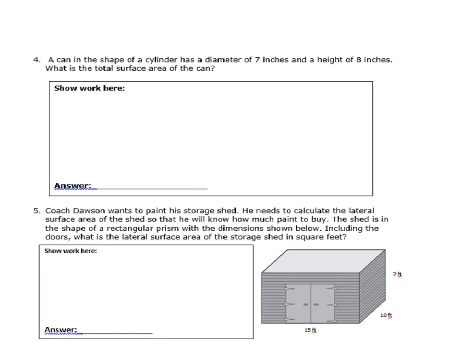Number 4. A can in the shape of a cylinder has a diameter of 7 inches and a height of 8 inches. What is the total surface area of the can? This time we don't have a picture, but it tells us the information in our word problem. So the diameter of 7 inches is going to be D equals 7, and the height of 8 inches, so that's h equals 8. Let's go ahead and write down our formula and see if we have all the information we need or if we're going to need to convert the diameter.